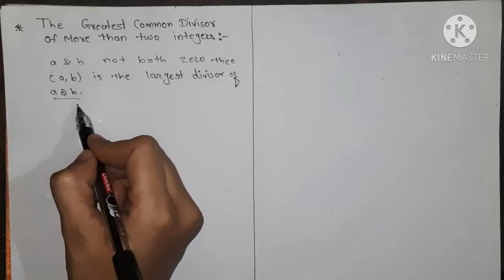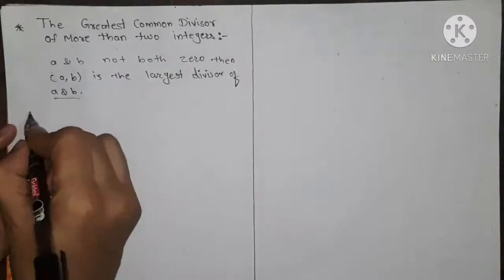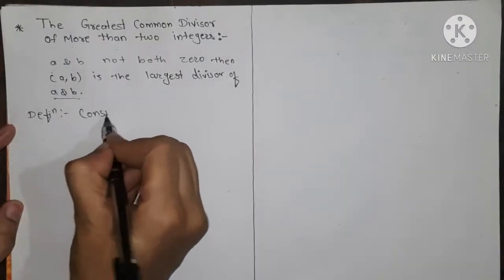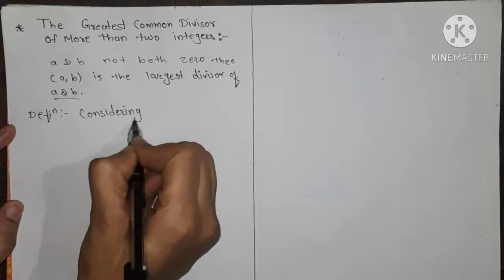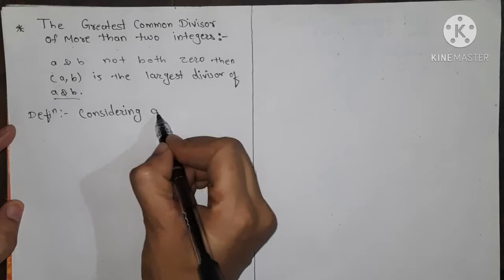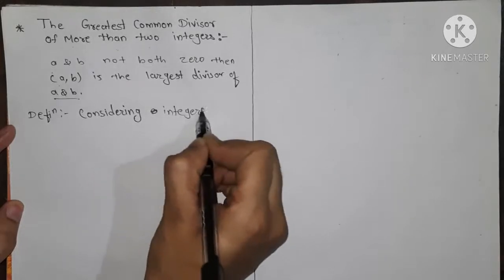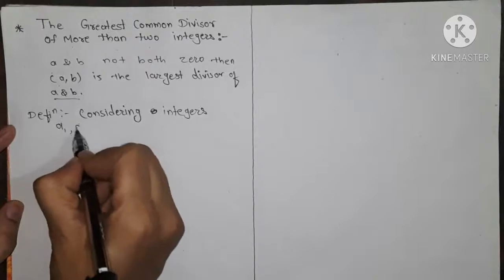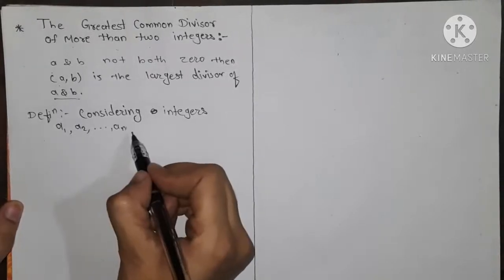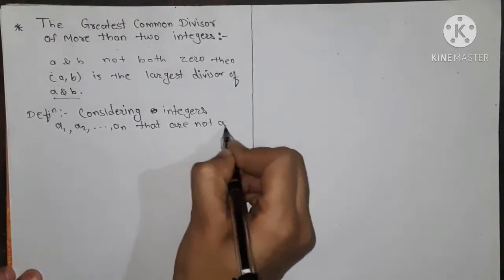In the same way, we see the definition of the greatest common divisor of more than two integers. So we write the definition firstly. We take integers, more than 2. So we consider the integers a1, a2 and so on an. Okay, we consider n number of integers that are not all 0.